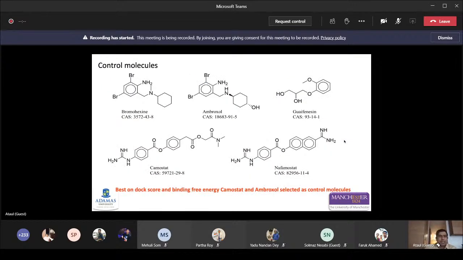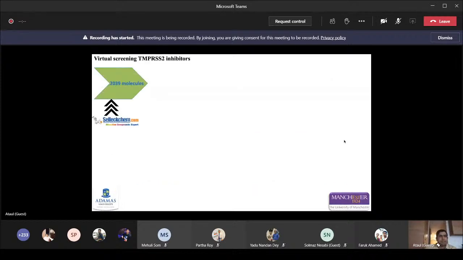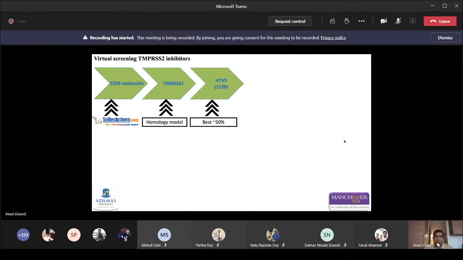In this study, we used 5 standard drug molecules as controls. We went for molecular docking of these standard molecules, and then we found that ambroxol and camostat are the most important for this target and considered them as the controls in this study. So we use the SelleckChem database. It consists of about 2,000 molecules.